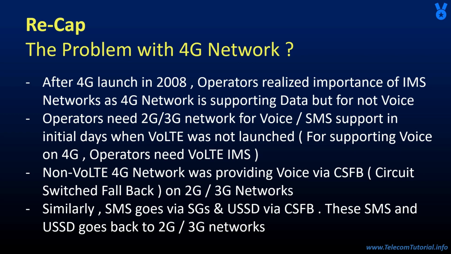The problem with 4G network. After 4G launch in 2008, operators realized the importance of VoLTE and IMS because the 4G network was not supporting voice. It was only supporting data. Operators needed an underlying 2G 3G network for voice and SMS support in the initial days when VoLTE was not there. Non-VoLTE 4G network was providing voice via CSFB. Similarly, it was also providing SMS and USSD via SGs and CSFB.